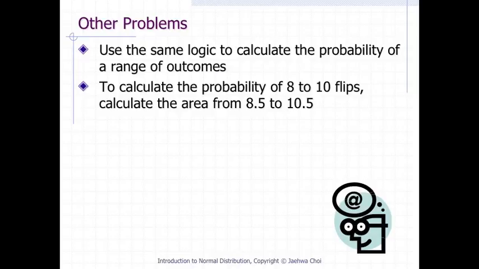The same logic applies when calculating the probability of a range of outcomes. For example, to calculate the probability of 8 to 10 flips, calculate the area from 8.5 to 10.5.